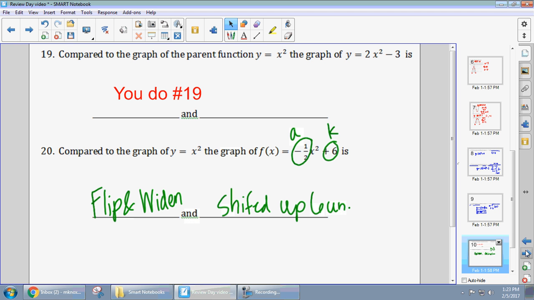There will be some like this on your test. They will be multiple choice. So you'll just have to decide if it's widened and up or widened and down, etc.